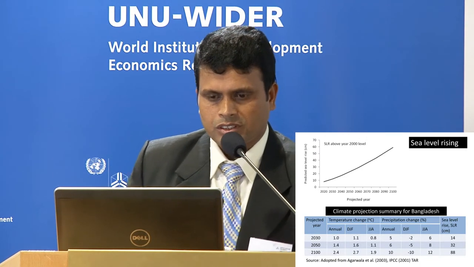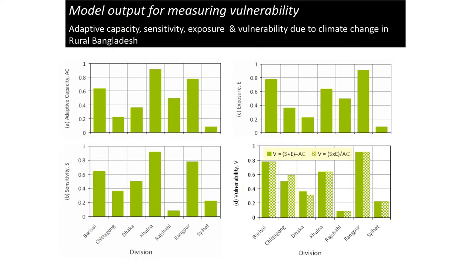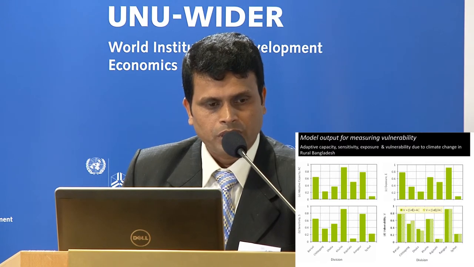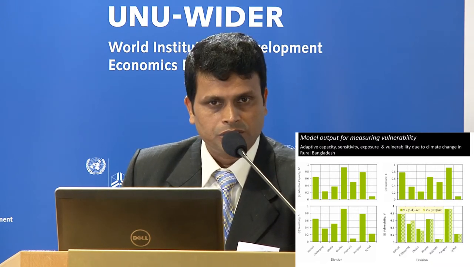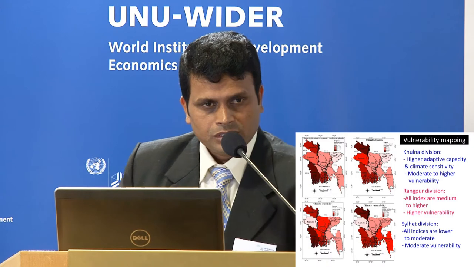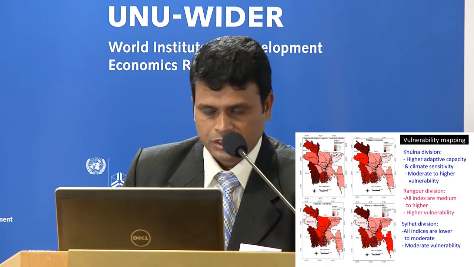So now we have the model output for measuring vulnerability: the adaptive capacity, sensitivity, exposure, and vulnerability. We found that households of Rangpur division are more vulnerable, and households from Rajshahi division are less vulnerable. Basically, in this calculation, flood and cyclone frequency are used. And this is the mapping, just using the previous data.